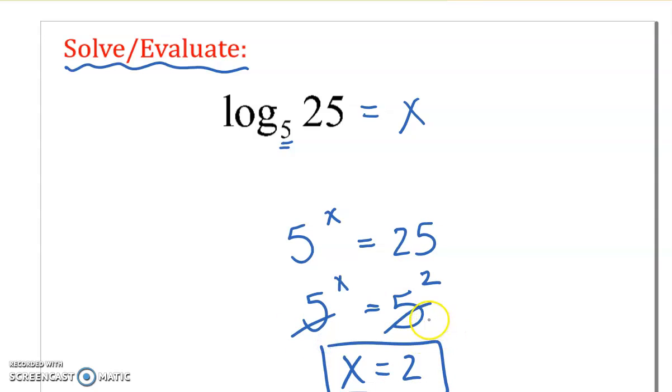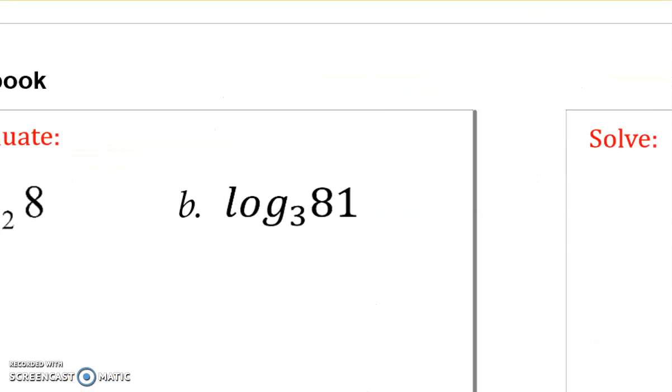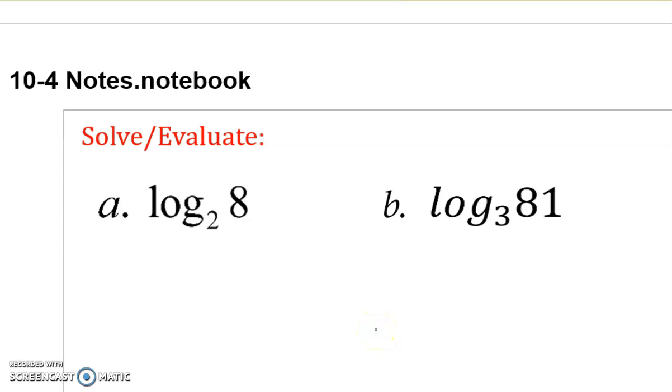So that's the reason we did same base. For this one, if you could figure out that 5 squared is 25, you could have put x is 2 and been done with the problem. However you want, but what you need to be able to do is, when given a logarithm, take the base to a power equals a number. Okay, so let's look at these two. I'm asking you to evaluate/solve. The reason I say solve is because I'm going to write equals x. Once I do that, then it's an equation, and then you can use an equal sign and solve. So go ahead and try these.